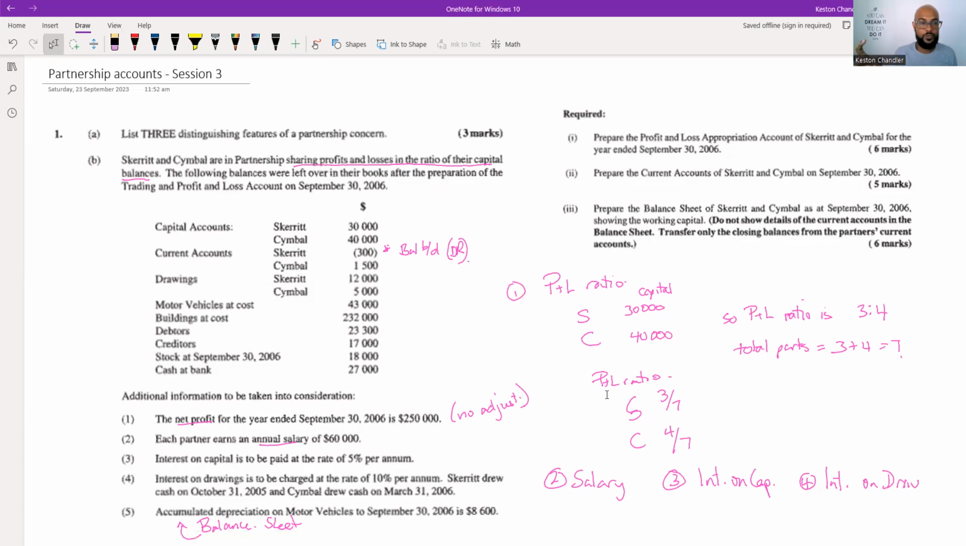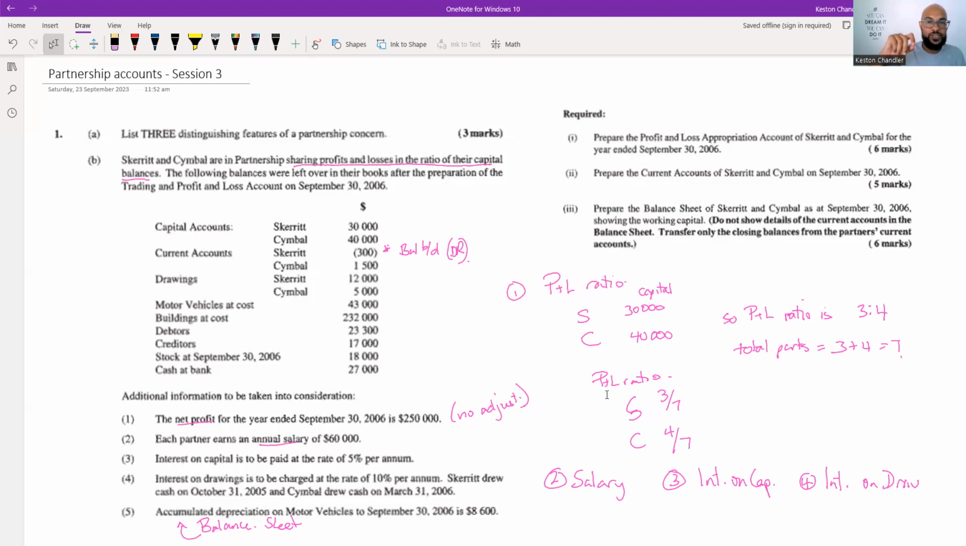So think about net profit. Do I need to make any adjustments there? After net profit, the next thing in my appropriation account is the drawings. I need to work out what interest on drawings is. Then I need to work out interest on capital. I need to work for my salaries. I need to know what the profit and loss sharing ratio is. So when I read the question, I'm looking for these things, and then everything would start to fall into place. As you go through the question, you tick off what you use.